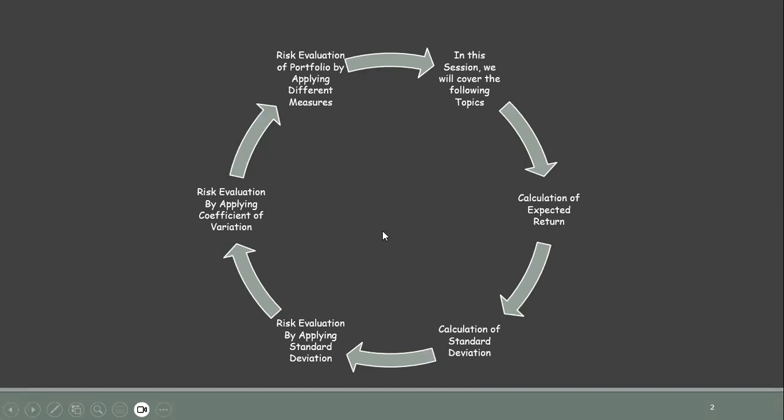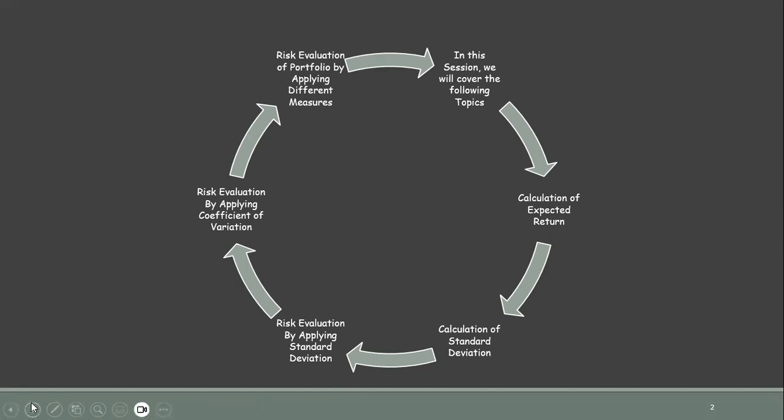The areas we have covered in Part 2 include the calculation of expected return, calculation of standard deviation, risk evaluation by applying standard deviation, and risk evaluation by applying coefficient of variance. In the previous part, we covered these topics on a standalone basis. Now, in this part, we are going to calculate the risk evaluation of a portfolio by applying standard deviation, coefficient of variance, etc.